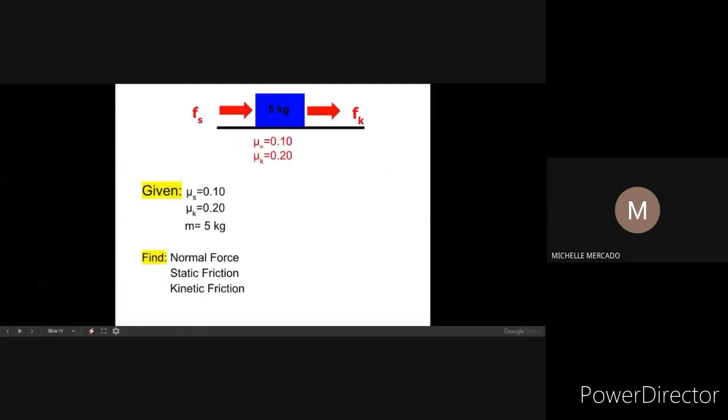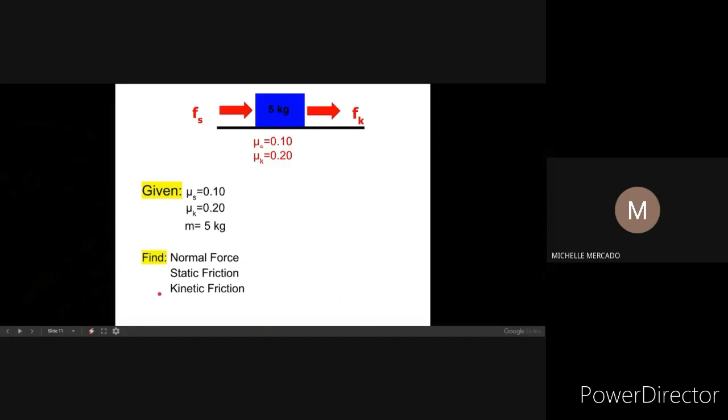Okay, another example. What if there is no given force? Ang given lang po natin, for example, is mass, which is 5 kilogram. Then ang given static or the coefficient of static natin is 0.10. Then the given kinetic or the coefficient of kinetic is 0.20. Okay, then we're going to find the normal force. We're going to find the static friction as well as the kinetic friction.